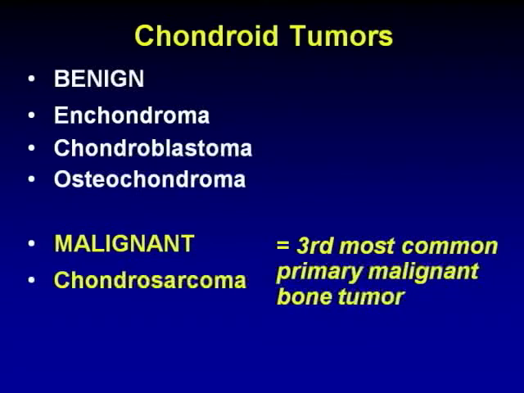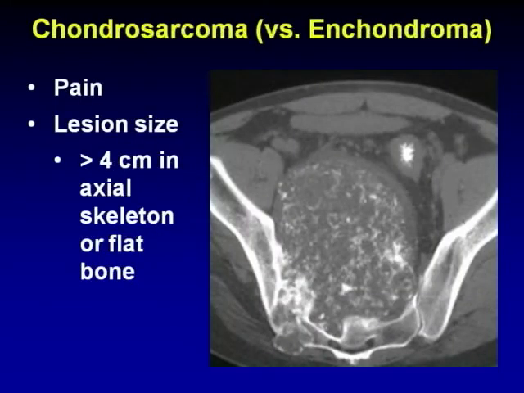That brings up chondrosarcomas, which are the third most common primary malignant bone tumor. How do we differentiate chondrosarcomas from enchondromas? That's a common clinical question. Well, first of all, with chondrosarcomas, they almost invariably have pain when they present. Second of all, the lesion size when they present tends to be relatively large. Greater than 4 cm in the axial skeleton and flat bones are considered a substantial predictor.